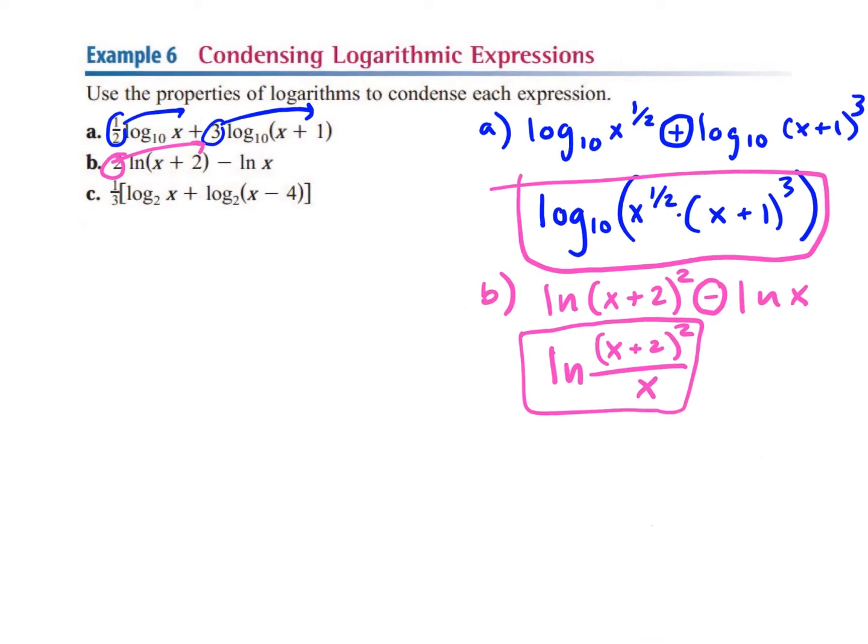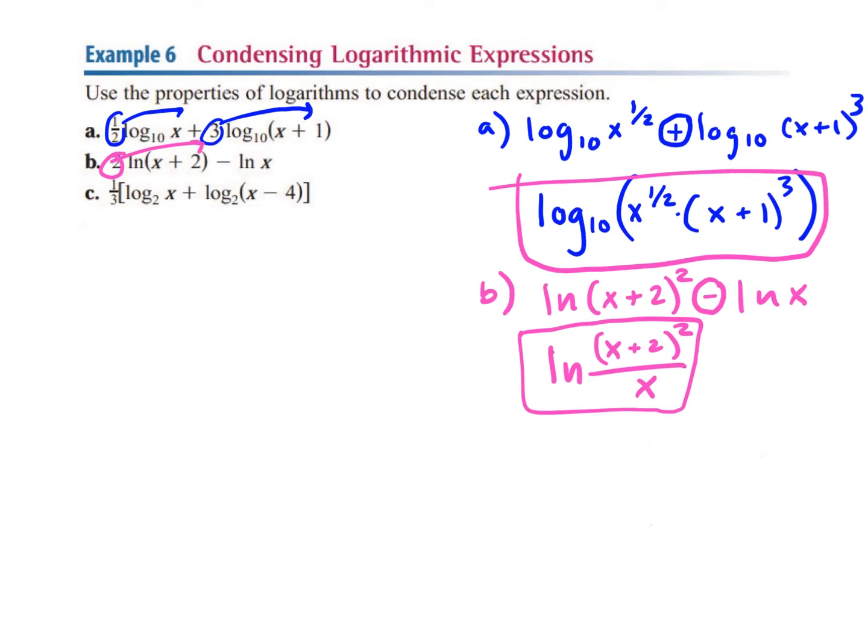Okay, and then for C. So I want to do inside the parentheses first, and then I'll worry about the outside at the end. So how can I condense what's inside? So I'm adding, so that means I'm going to multiply, so I get rid of one of the logs. So I have log base 2 of x times x minus 4. I'm going to distribute this x just because the x minus 4 doesn't have an exponent on it. So this is log base 2 of x squared minus 4x.